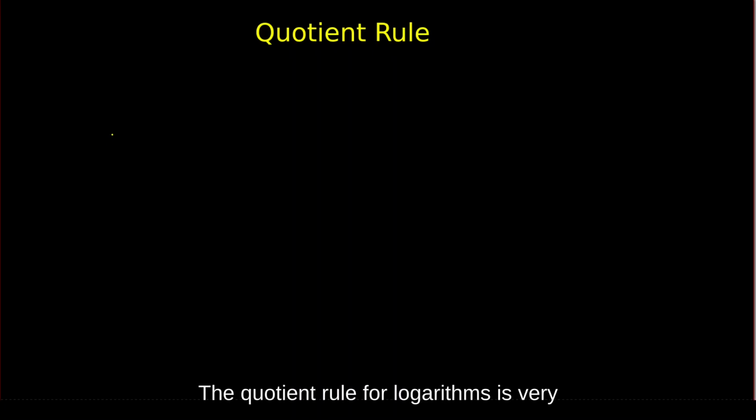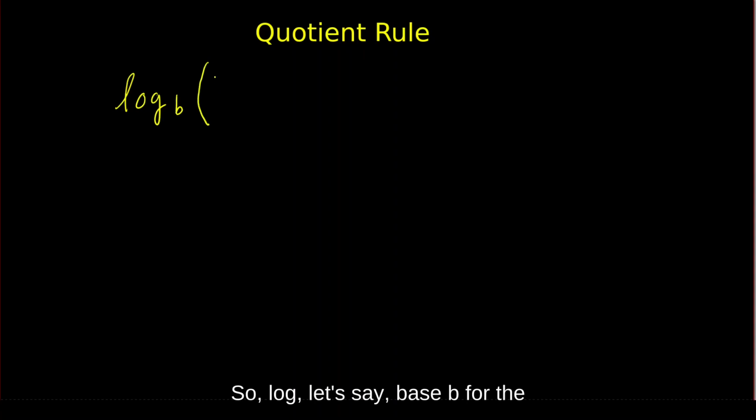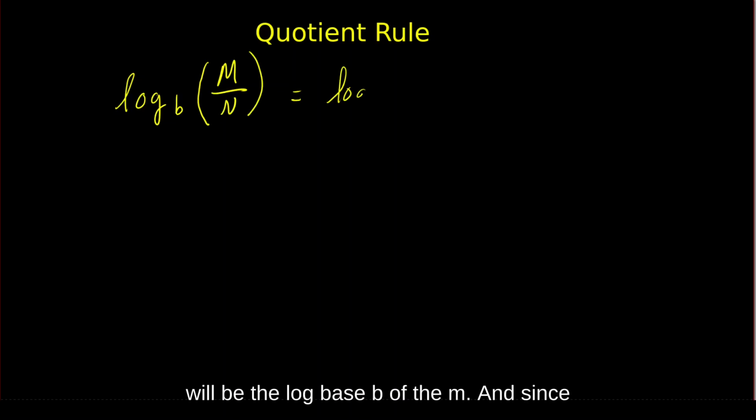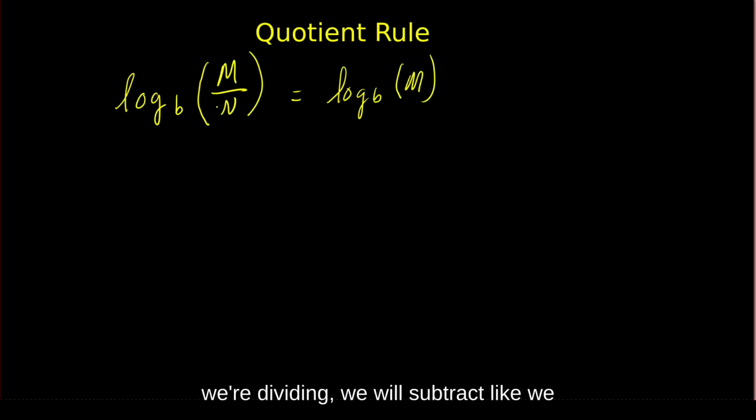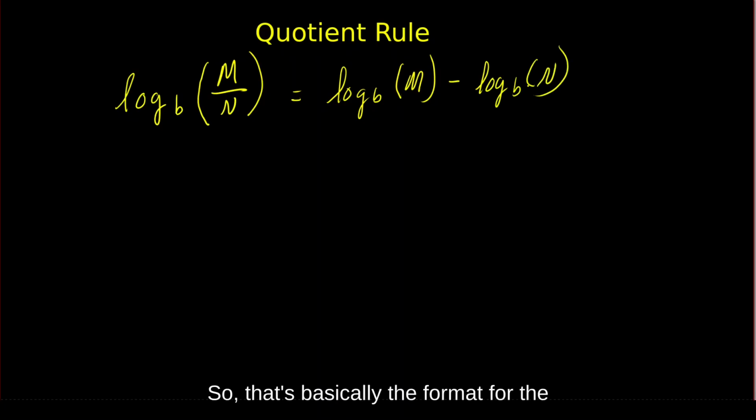The quotient rule for logarithms is very similar to the one used with exponents. So log, let's say base b, of the fraction m over n will be the log base b of m. And since we're dividing, we will subtract, like we would with exponents, the log base b of n. So that's basically the format for the quotient rule.